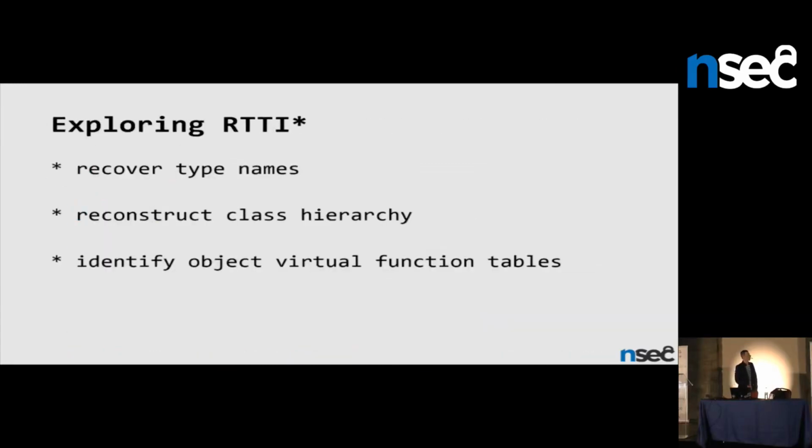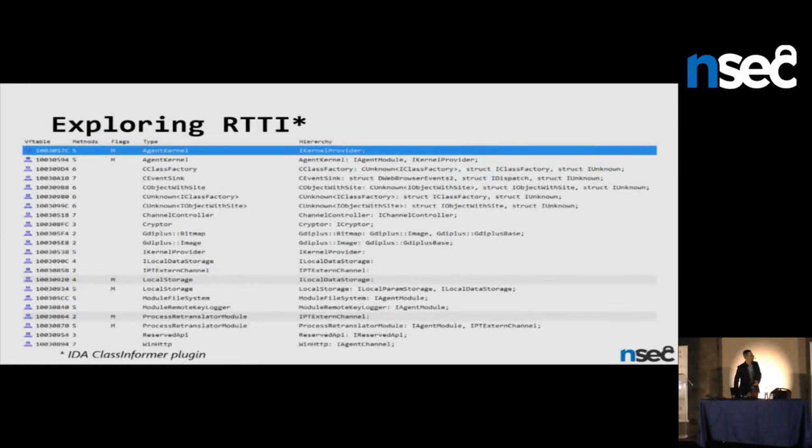Thanks to RTTI, because in the samples we analyzed, they contained RTTI information. This allows us to recover type names, reconstruct class hierarchy, and identify object virtual function tables. Here is a screenshot from the plugin Class Informer, which automatically goes through the binary and extracts all the RTTI information. We can see, for instance, that the agent kernel implements two interfaces, IAgentModule and IKernelProvider. So this information is very useful for reversers.